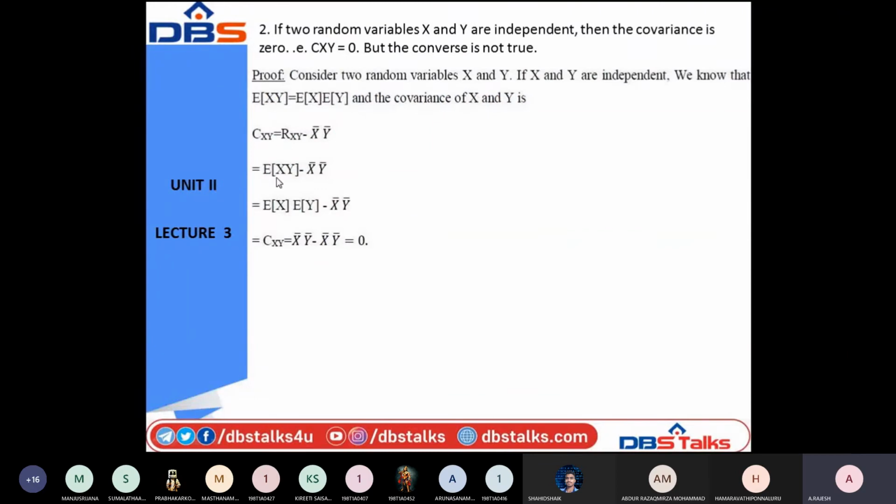Okay, that is, rxy can also be written as e of xy, so cxy is e of xy minus x complement y complement, and e of xy is equal to e of x into e of y, minus x complement y complement. So e of x into e of y can also be written as x complement y complement. E of x is equal to x complement, e of y is equal to y complement, minus x complement y complement, which will be equal to 0. Okay, but the converse is not a true statement, right?